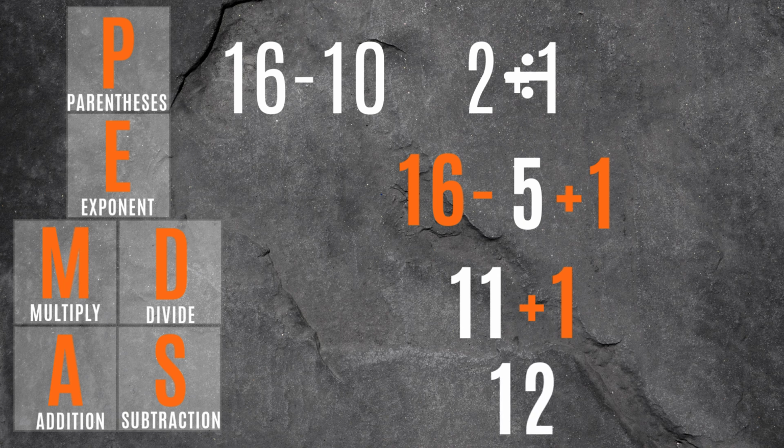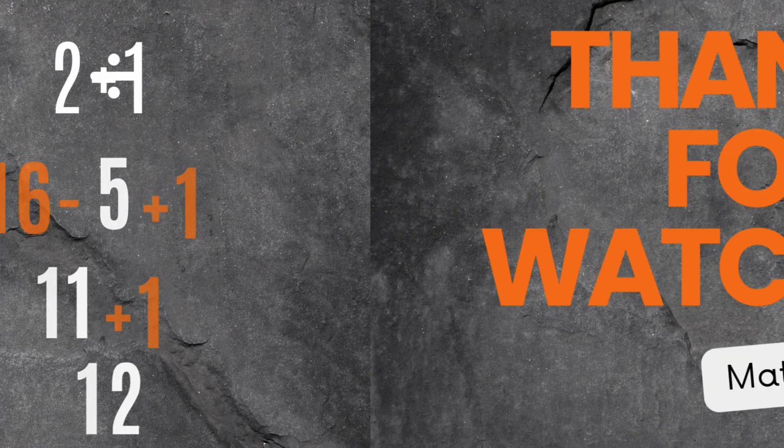All right, guys, that wraps up our order of operations using PEMDAS. Don't forget that P is for parentheses, E is for exponent, M is for multiplication, D is for division, A is for addition, and S is for subtraction. You think of them as a game level system. In order to move on to the next level, you have to complete all components of that level.